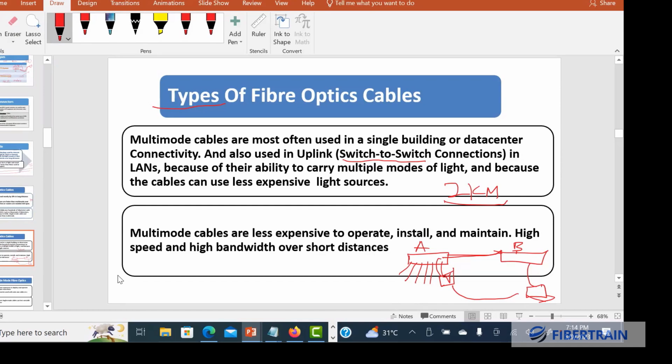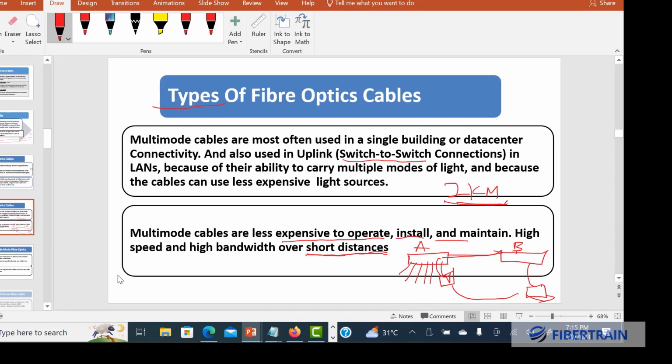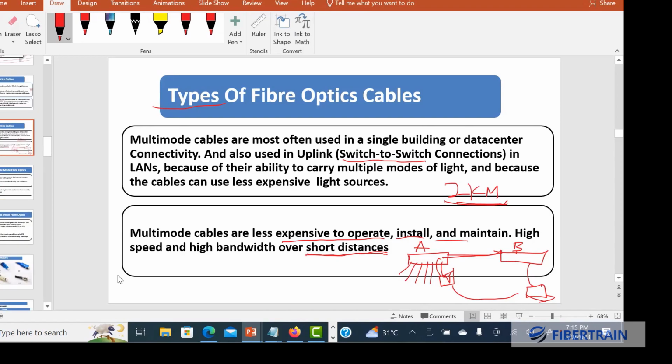All right, so multi-mode cables are generally cheaper compared to single mode. They are less expensive to operate, less expensive to install and maintain, and they also provide us with high speed and high bandwidth over short distances. Keyword, short distances, a maximum of 2 kilometers, while single mode can go much further than 2 kilometers. So those are the major types of fiber optics cables.